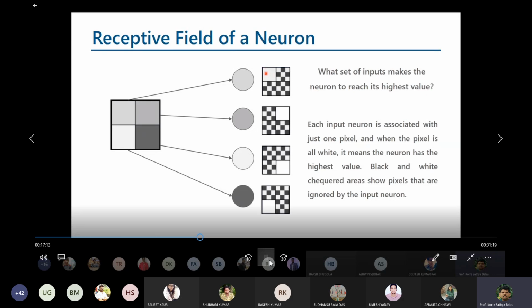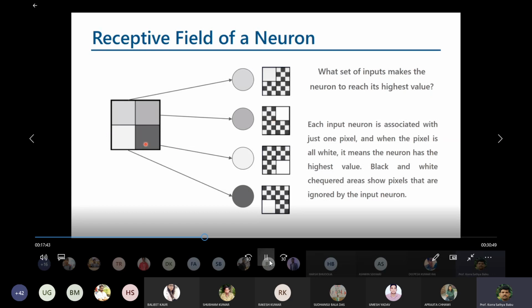Now, assume that these are the receptive fields. Taking into consideration the others, please ignore this checkered area for the time being, and consider this one as the receptive field for this input. This is the receptive field. For this one, this input field is the receptive field. For this one, this is the receptive field, and for this one, this is the receptive field. Just assume that. So what set of input makes the neuron reach its highest value?